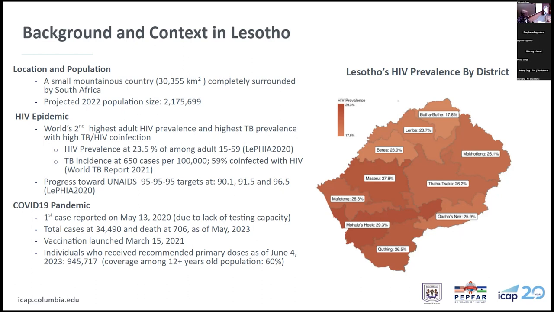2023. And we launched our vaccination program on March 15, 2021. And so far, individuals who have received the recommended primary dose as of the 4th of June were 945,000, and coverage among the 12 plus population, who are the people that we are currently vaccinating, is around 60%. So you can see the map there shows you how Lesotho is.